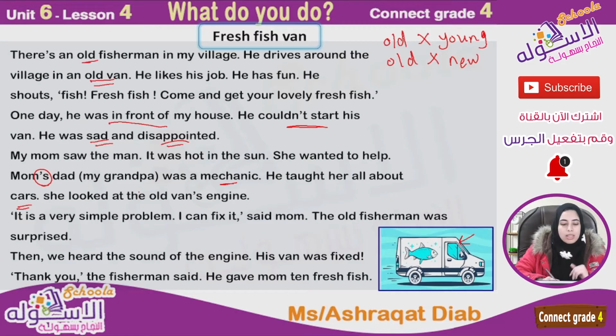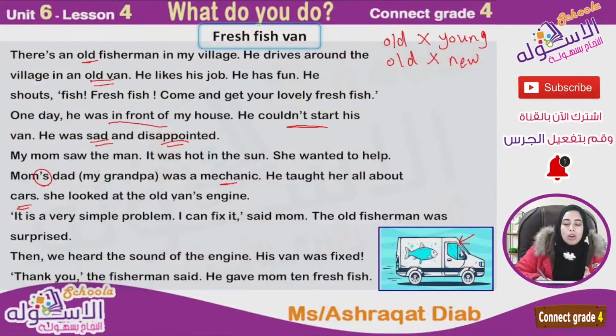He was a mechanic. She looked at the old van's engine. فهي حبت ان هي to help the man, ساعد الراجل. And she looked at the old van's engine. راحت بصت على الانجن بتاع الفان. الانجن بيبقى موجود هنا. تمام؟ What is the engine? Engine اللي هو المحرك بتاع العربية. تمام؟ So she looked at هنا بمعنى ينظر إلى. Okay? Well, she looked at the old van's engine.